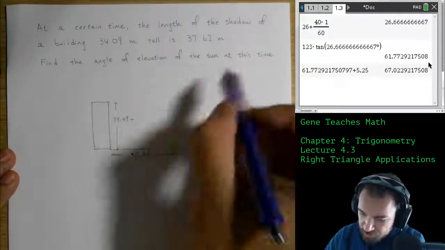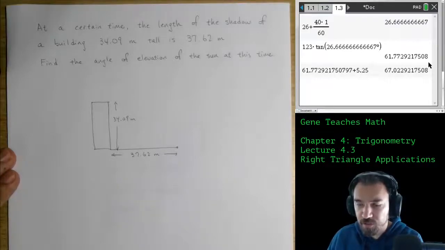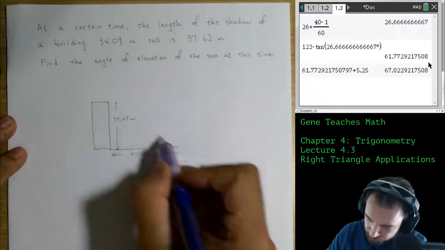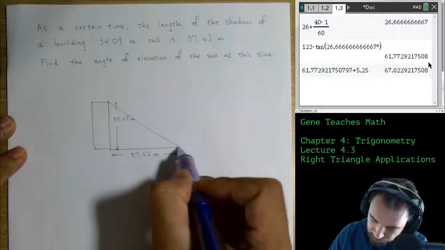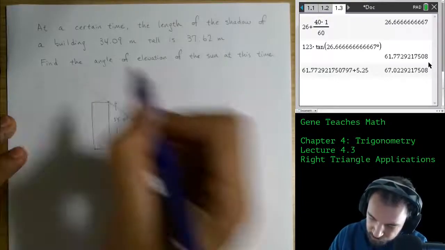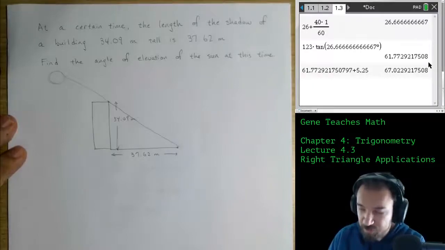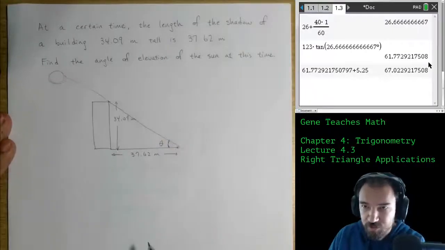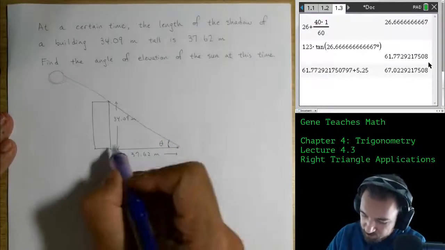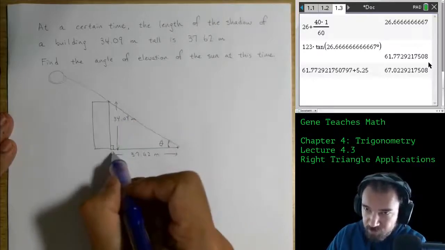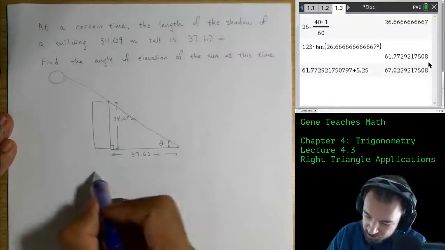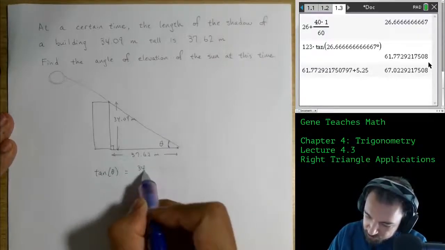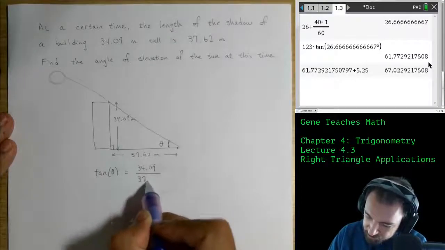Now, I want to know the angle of elevation of the sun. Oh, so the way shadows work is if the sun is up here, the light's going to sort of clip the corner of the building and produce this triangle. So if the sun is up here, very small sun, then the angle right here is the angle of elevation to the sun. Well, we have a right triangle with sides 34.09 and 37.62. So in fact, we could use tangent of the angle is opposite over adjacent, 34.09 divided by 37.62.